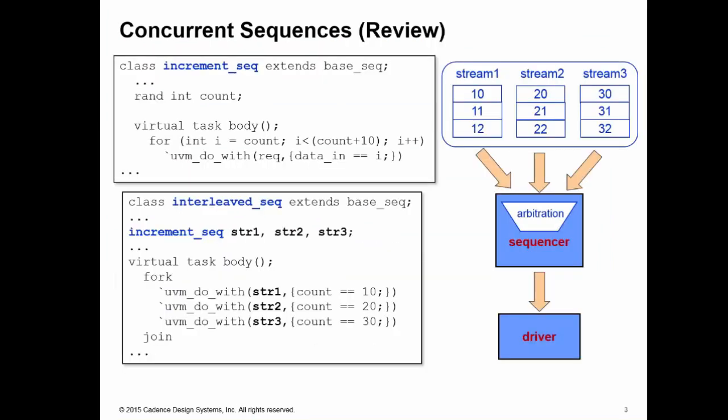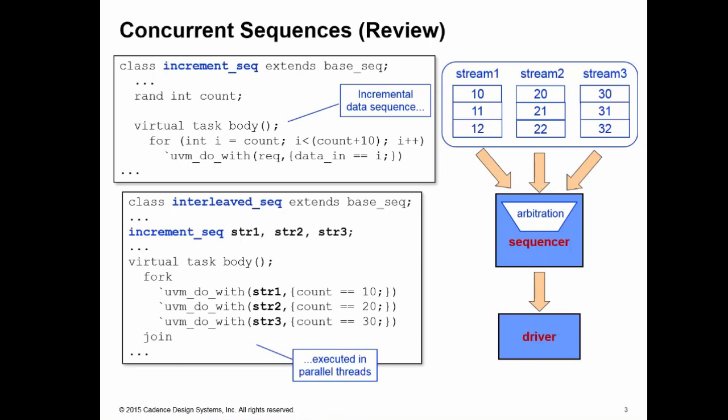So let's just recap what we're doing here. We are creating three streams of data which are going to execute on a sequencer. We do this by having an increment sequence here, which counts up data items from a starting value given to us by the random sequence property count, and then we execute this 3 times in 3 separate blocks of a fork join in the body of our interleaved sequence. And this creates 3 parallel threads of data which are being passed down to our sequencer. And the sequencer then selects the next data item according to its arbitration method.